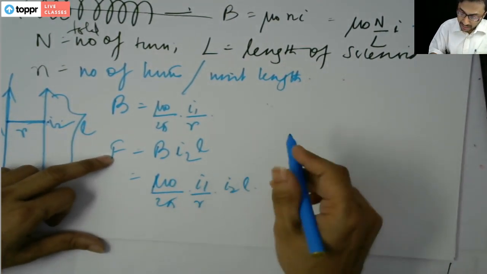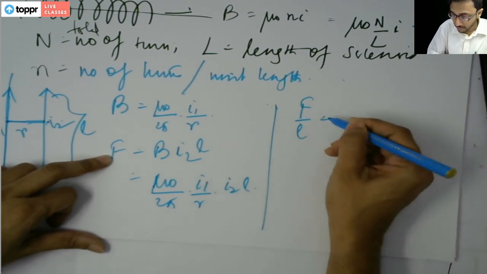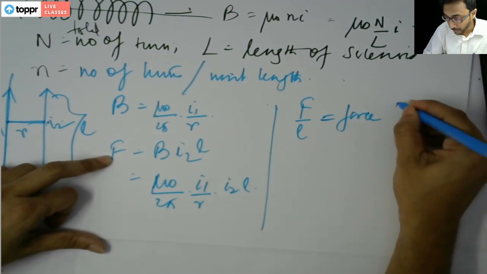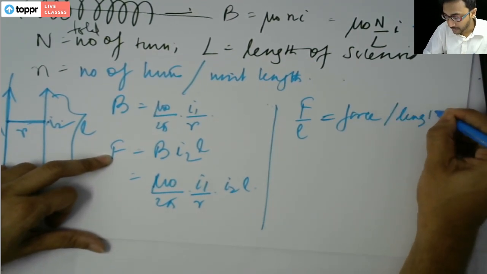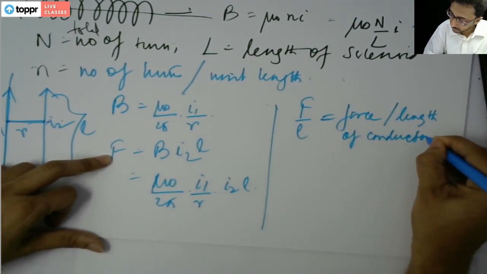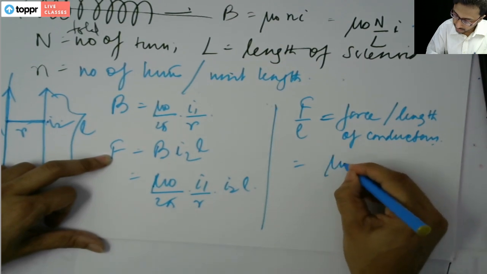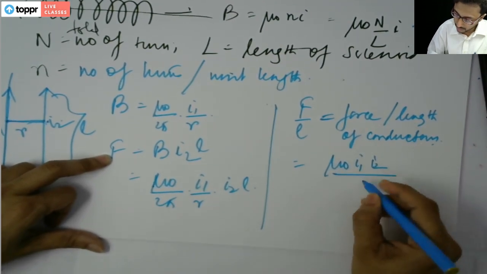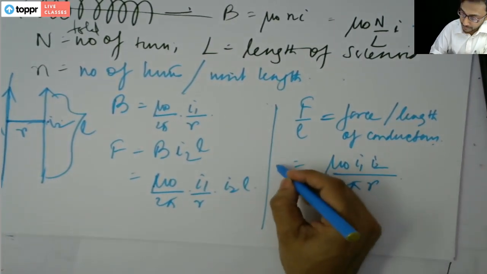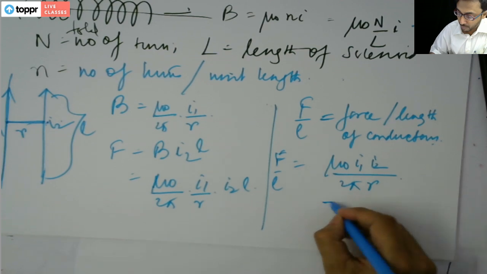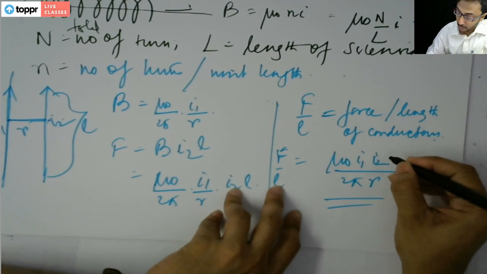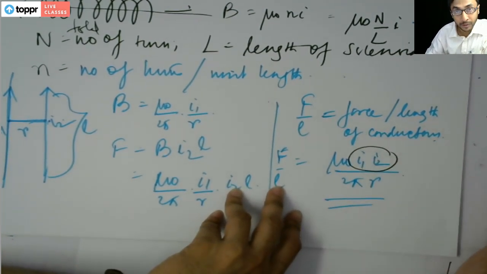Now if you divide by L, we can get force per unit length of conductor, that is mu 0 I1 I2 by 2 pi R. Right? And this is a very important formula. Even from this formula, we can define the ampere also.